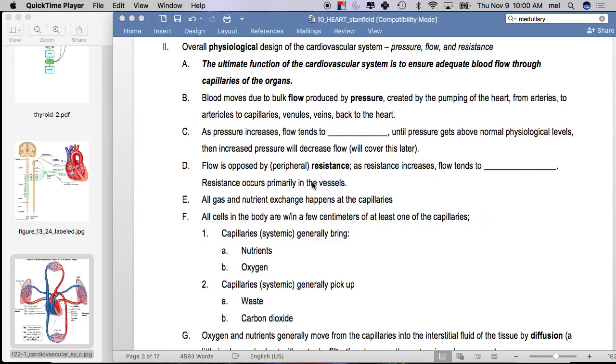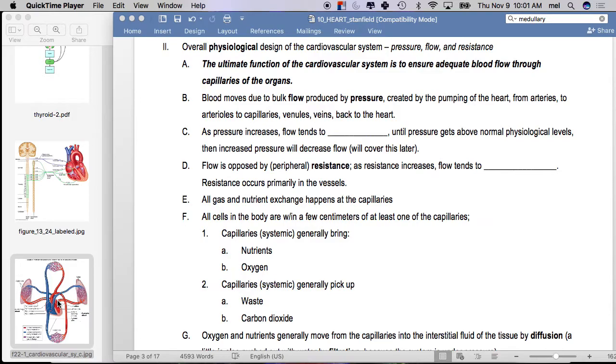First off, let's talk about the big picture physiological design of the cardiovascular system. The big picture physiological design of the cardiovascular system is plumbing, right? And plumbing works on pressure to produce flow. You with me so far? And what opposes flow is something called resistance. Now, what is all the plumbing serving? All of the plumbing is serving the capillary beds.